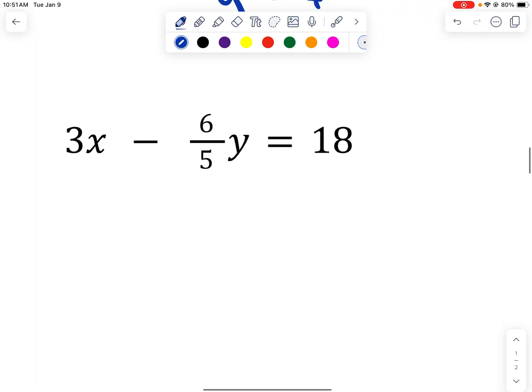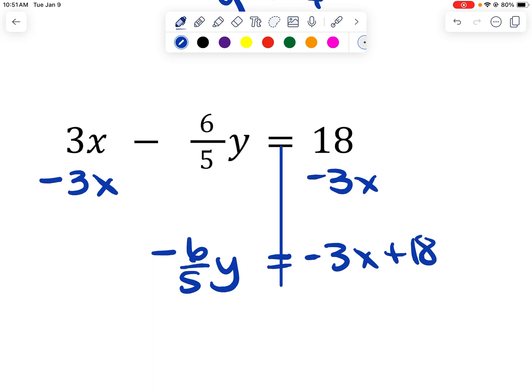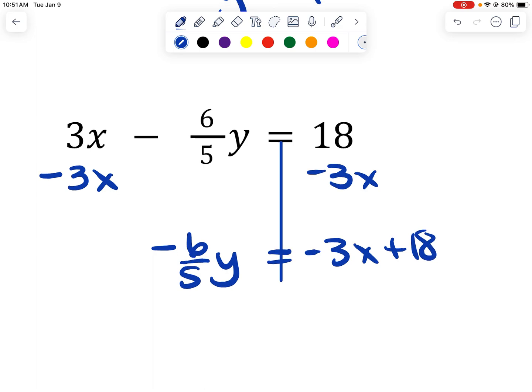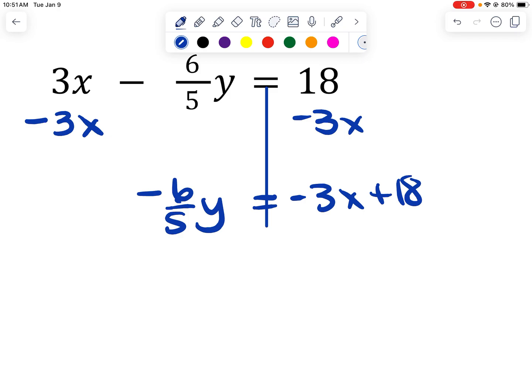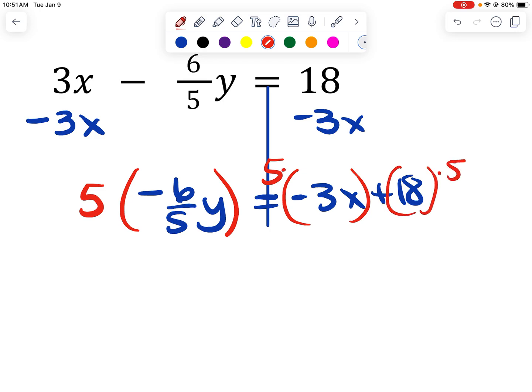Over here, again, I subtract the 3x from both sides. Negative 6/5 y equals negative 3x plus 18. Now, some of you really don't like fractions. They bother you. So let's get rid of the fraction so you don't have to even think about that fraction. In order to do that, we're going to multiply everything by the denominator. So the denominator is 5. So I'm going to multiply here by 5, here by 5, and here by 5. And when I multiply by that 5, this cancels.